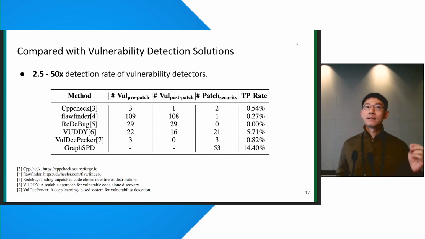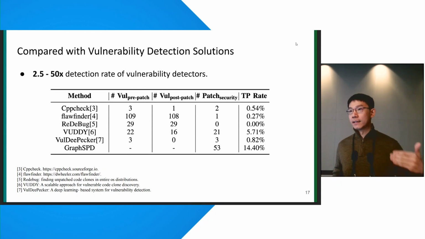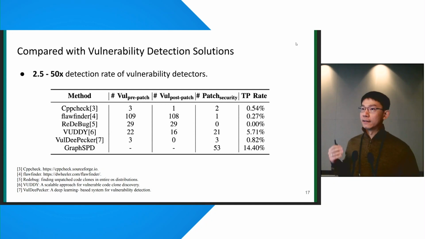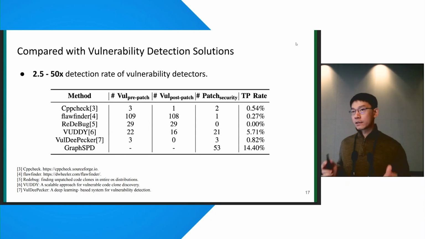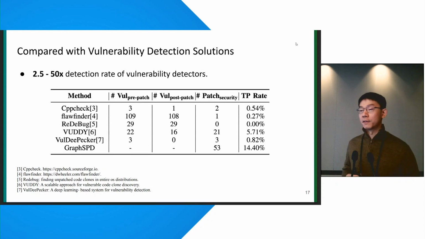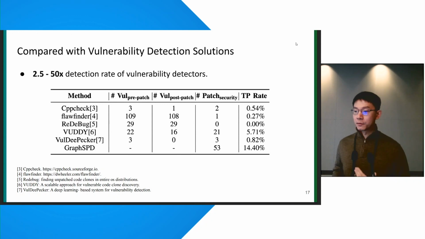Then we compare GraphSPD with 5 different vulnerability detection methods. For a vulnerability detection method, a patch is identified as a security patch only if there are vulnerabilities detected in its pre-patch source code and no vulnerability detected in its post-patch source code. In our experiment, we find GraphSPD can detect 14.4% of the test security patches, and the detection rate is 2.5 times that of the best vulnerability detection method.